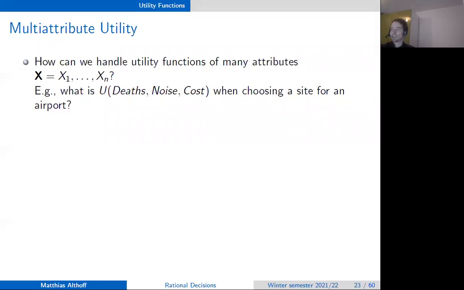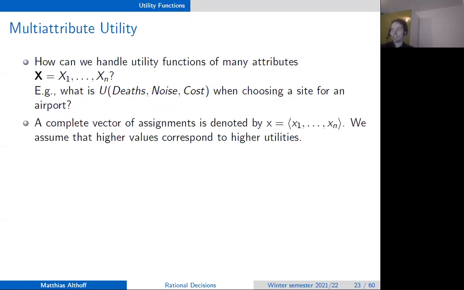And of course, it's hard to say, okay, this one location has fewer deaths, but more noise. So what do you prefer, right? So it's like comparing apples with oranges. So this makes computing utilities much harder.